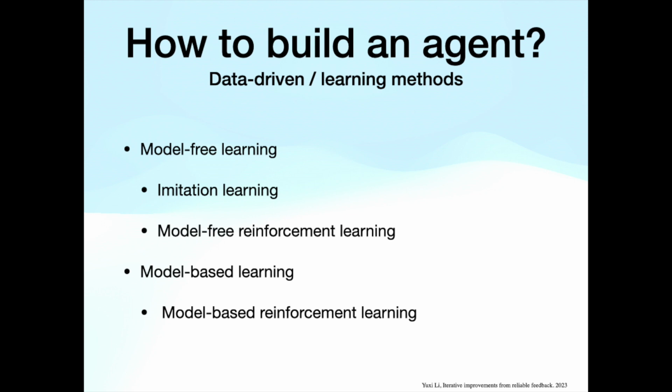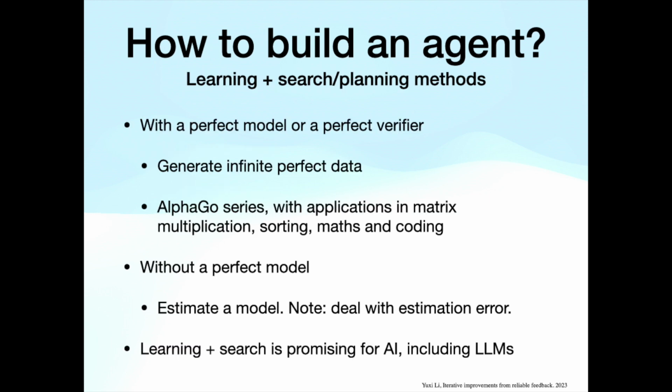Data-driven, learning methods include imitation learning, model-free reinforcement learning and model-based reinforcement learning. One more method to build agents is by integrating learning with search and planning. With a perfect model, simulator or a perfect verifier, we can generate infinite perfect data, with a prominent example of AlphaGo. Without a model, usually, we estimate a model. Note: we need to deal with the estimation error. Learning plus search is promising for AI, including LLMs.